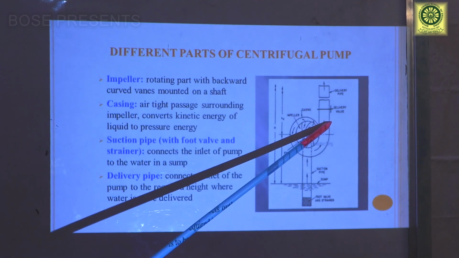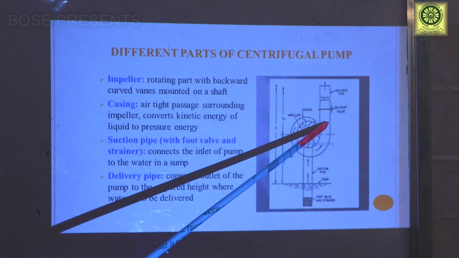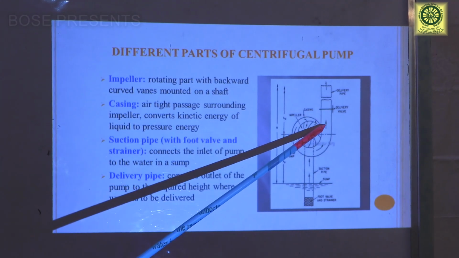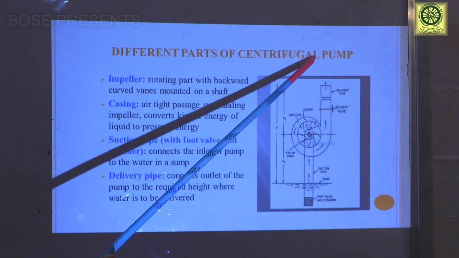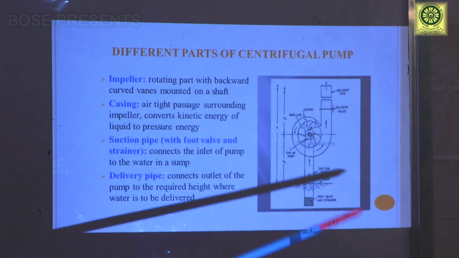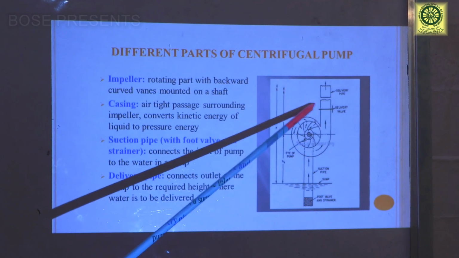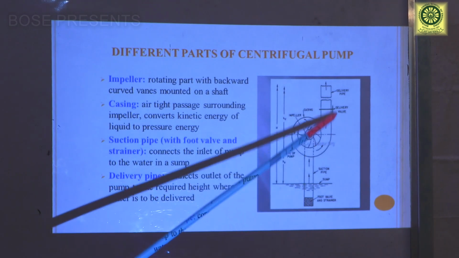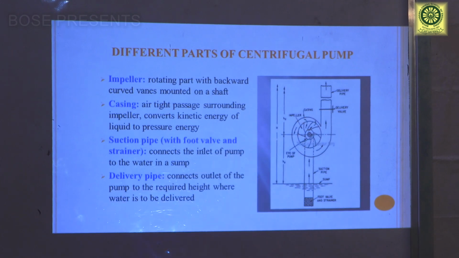Now coming to the delivery pipe, after pumping, this delivery pipe helps us to connect the outlet of the pump to the point where we need to deliver our water. And this delivery valve is also a one-way valve which prevents the backflow of water in this delivery pipe.